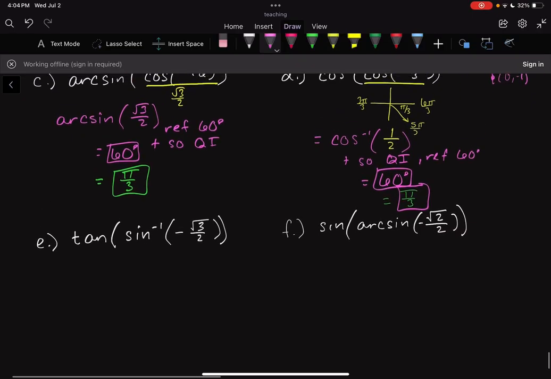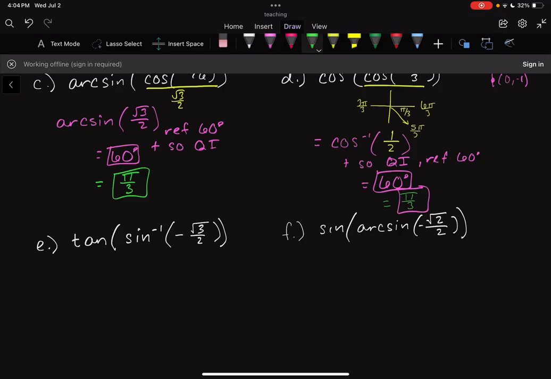So tangent of sine inverse of negative root 3 over 2. We always start from the inside and work our way out. Negative here means that I'm in quadrant 1 or quadrant 4 for sine. So this is going to be quadrant 4. My reference, if I check my table, will be 60 degrees. So I'm looking for the angle in quadrant 4 with a reference of 60. So that's going to be 300.